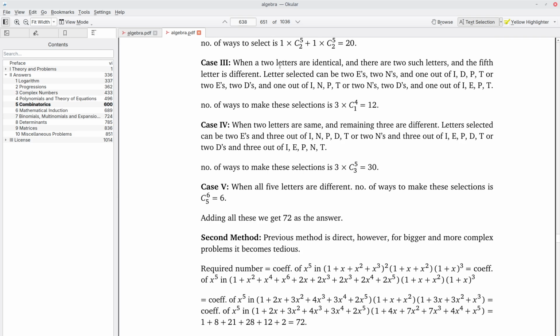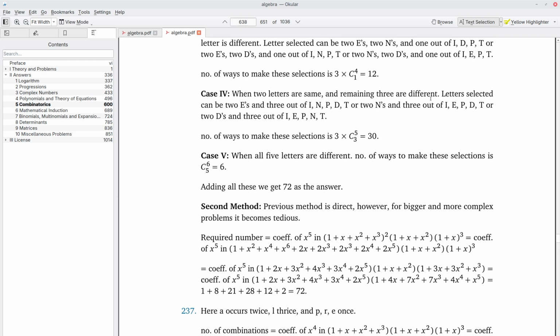So that is 2 pairs of 2 identical letters. It could be 2 E's, 2 N's, and 1 out of I, D, P, T, or 2 E's, 2 D's, and 1 out of I, N, P, T, or 2 N's, 2 D's, and 1 out of I, P, T, that is 3 multiplied by 4C1, which is 12. The fourth case is when 2 letters are the same but the remaining 3 are different. Letters selected can be 2 E's and 3 out of I, N, D, P, T, or 2 N's and 3 out of I, E, P, D, T, or 2 D's and 3 out of I, E, P, N, T. So the total number of selections would be 3 multiplied by 5C3, that is 30.